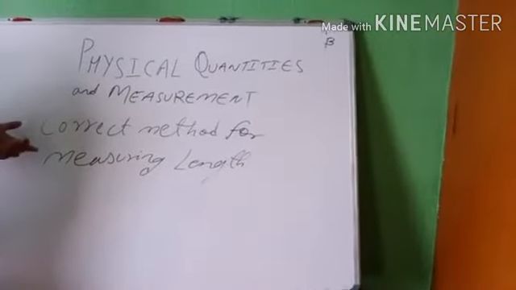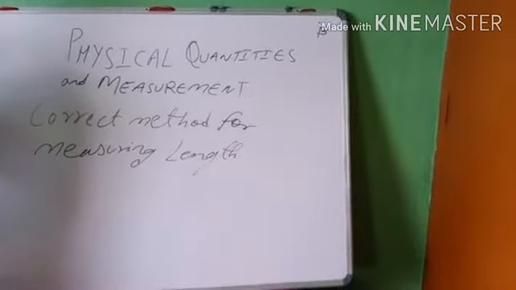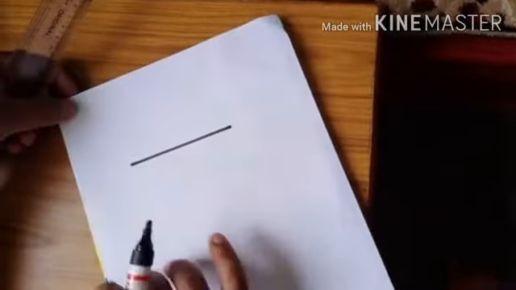Now let's see how to measure a length correctly. Here I have drawn a line, or to be sure it is a line segment. How to measure the length of this line? Now first what I will do, I will take a scale, and here I am using a scale. If you are using measuring tape, meter rod, you have to follow exactly the same way. You have to follow these steps only.